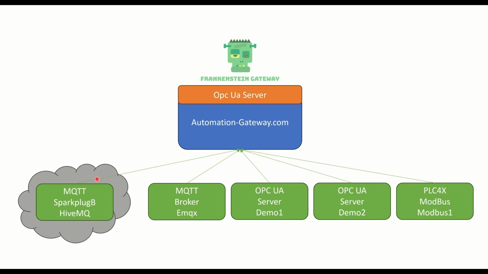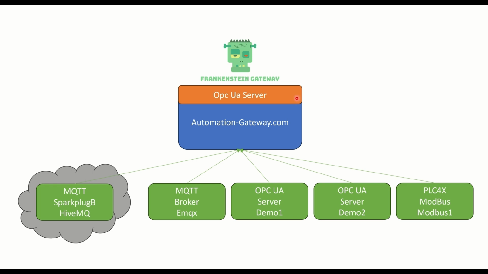And we get values from the cloud, Spark-Plug-B encoded. The gateway is then logging these values to a local running MQTT broker. And in that case, we decode the Spark-Plug-B messages and write the messages in JSON format to this broker.